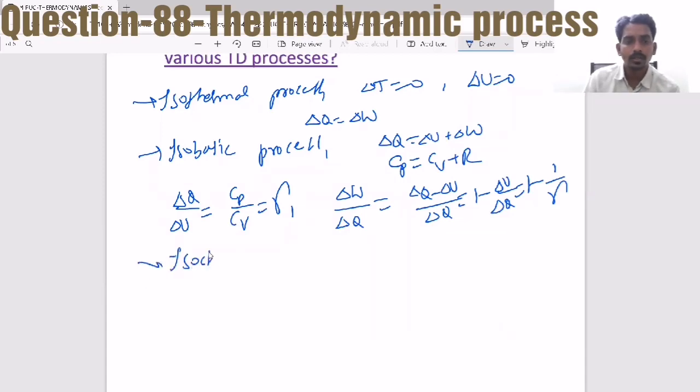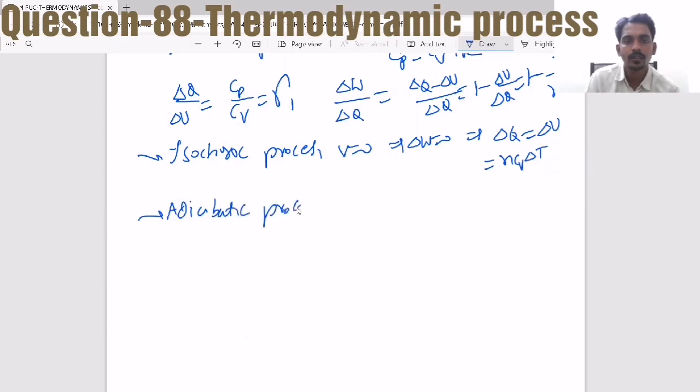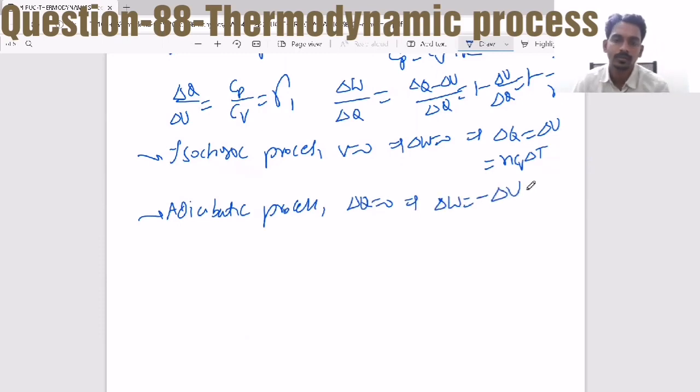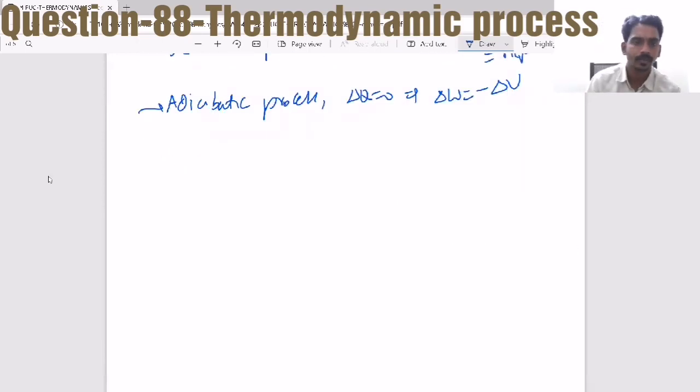And isochoric process means V is constant, so delta W is 0, which implies delta Q equals delta U. That is nothing but nCv delta T for both of them. And for the adiabatic process, when you consider it, delta Q is 0, which implies delta W equals minus delta U, or delta U equals minus delta W.